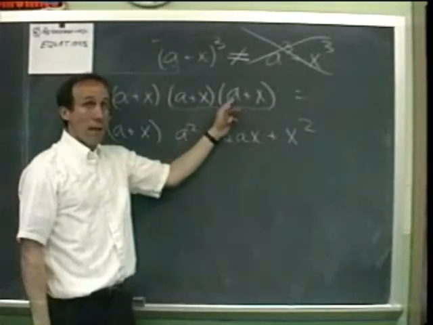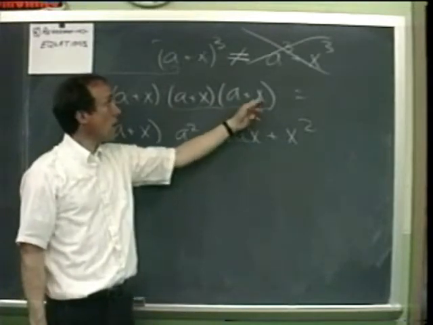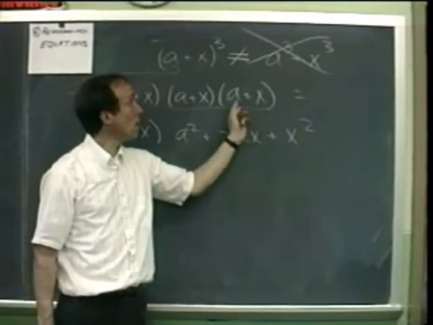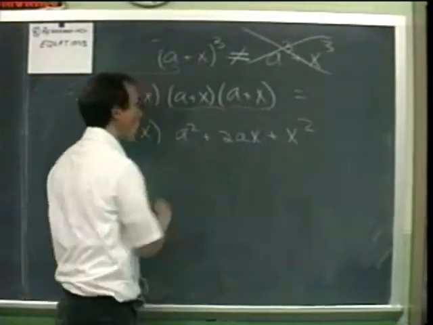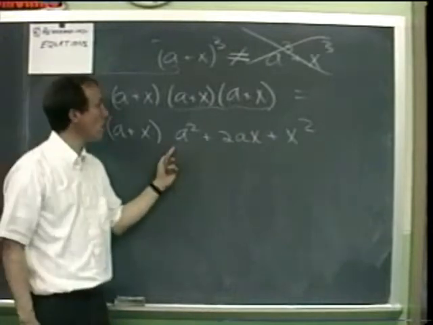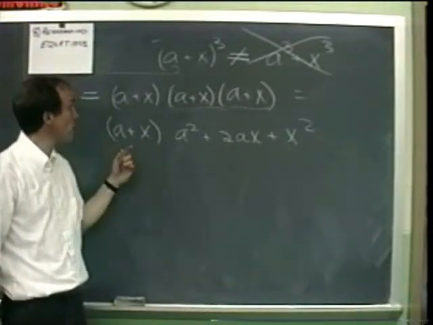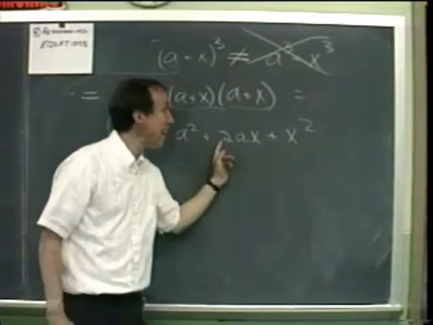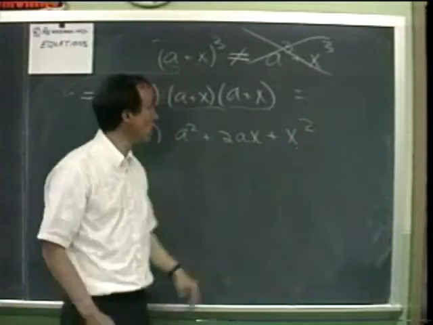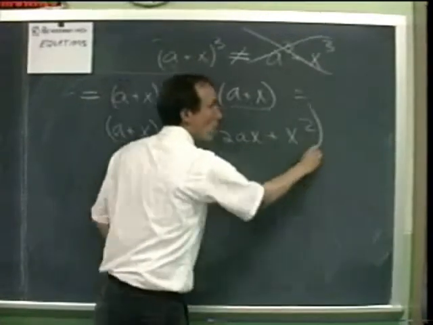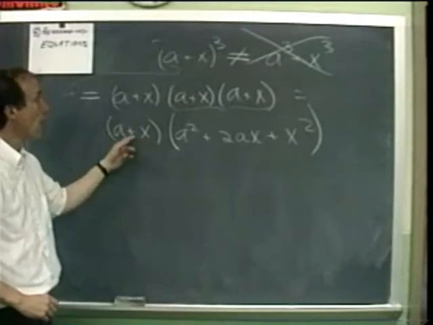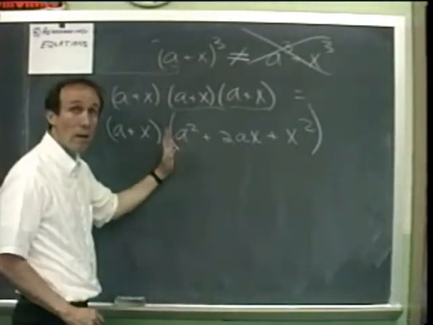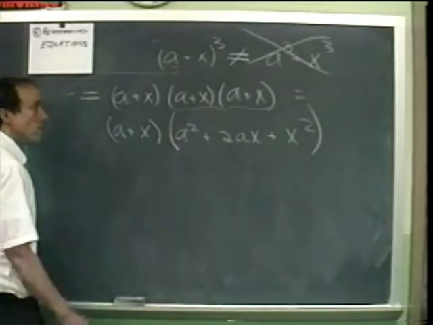I got a times a, that's the a squared. I've got an a times x, and then an x times a. So I got two of those ax terms, and then plus an x squared. The way it reads, these parentheses are very important. Make sure you include them as necessary. The way it reads, this is a plus x times a squared, and then plus 2ax and plus x squared. That's not what I meant. I got to put parentheses around there to complete the job. I want a plus x times everything in there, not just the a plus x times the a squared, and then the other stuff tacked on.